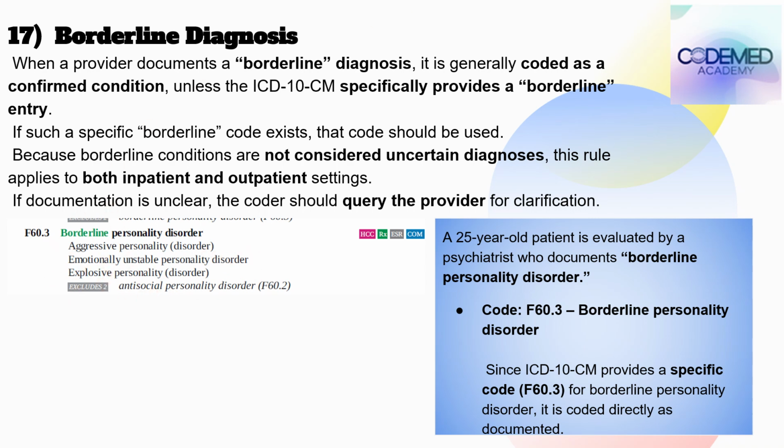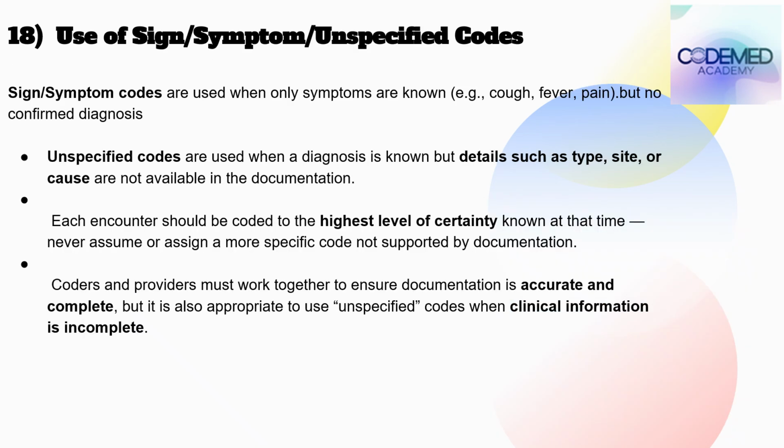So we have borderline personality disorder, F60.3. Okay. Guideline 18, use of sign, symptom and unspecified codes. Sign and symptom codes are used when only symptoms are known but no confirmed diagnosis. This we have seen earlier also. Unspecified codes are used when the diagnosis is known but details such as type, site, or cause are not available in the documentation. Each encounter should be coded to the highest level of certainty known at that time.